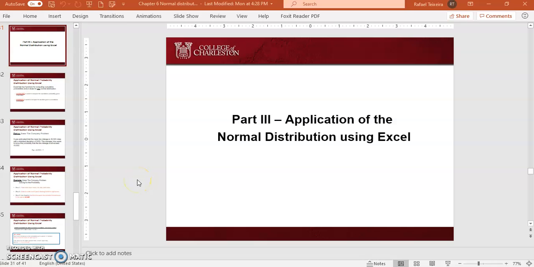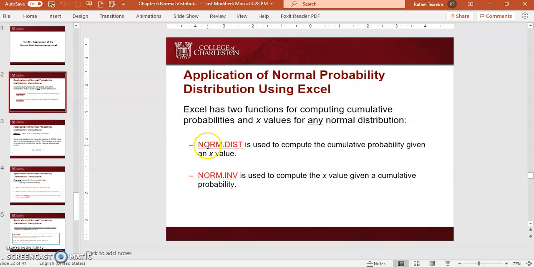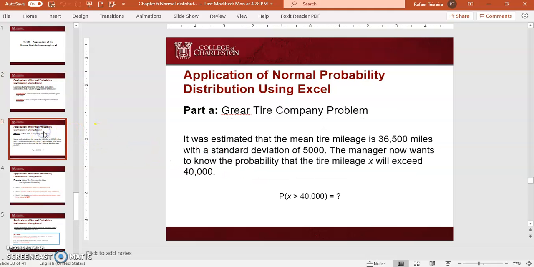Hi, in this class I'm going to use Excel to solve problems based on the normal distribution. Excel has two functions: NORM.DIST, to compute the cumulative probability given a value, and the inverse, which we use to compute the x value given a cumulative probability. Now let's see that happening in reality using our problem.